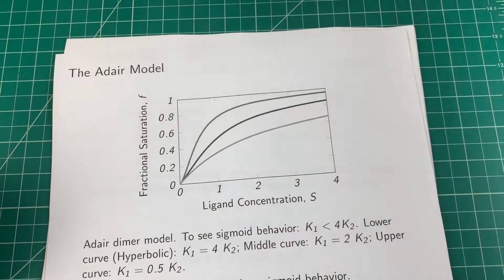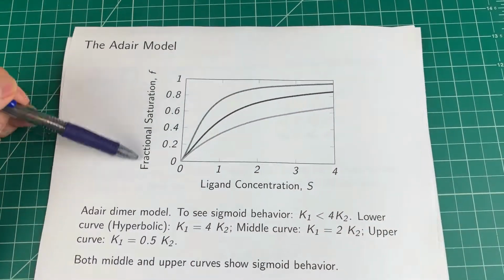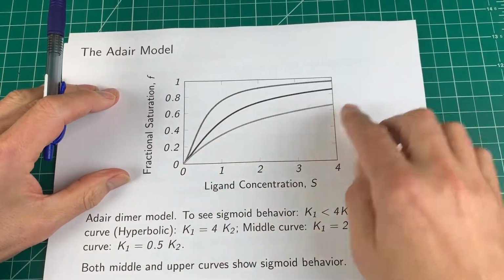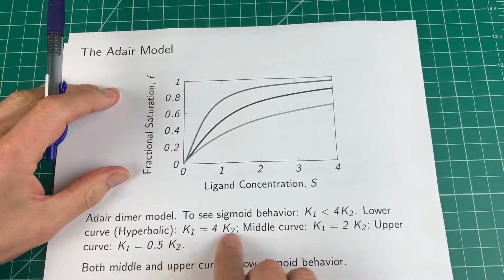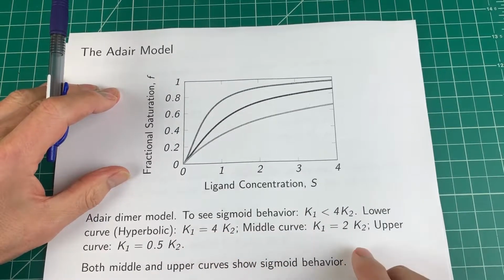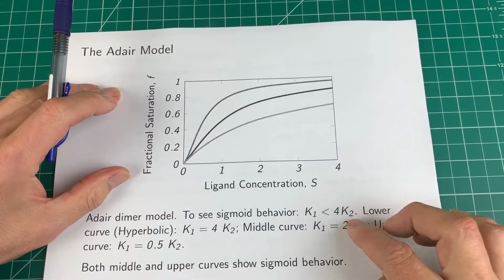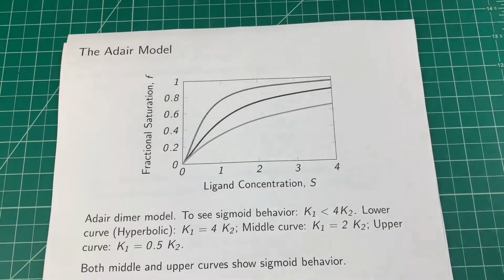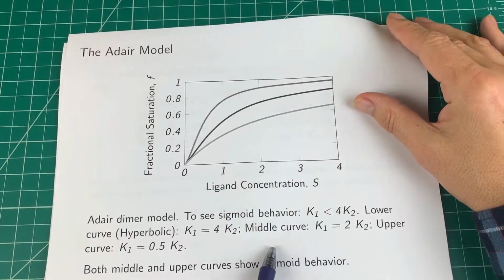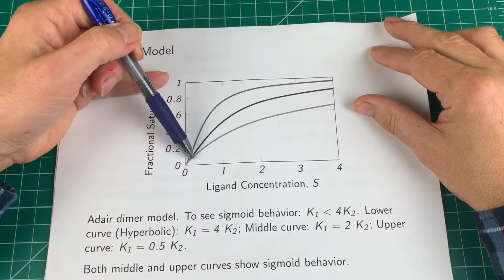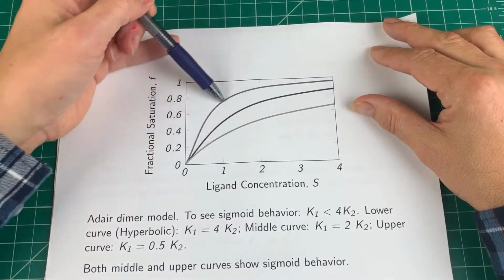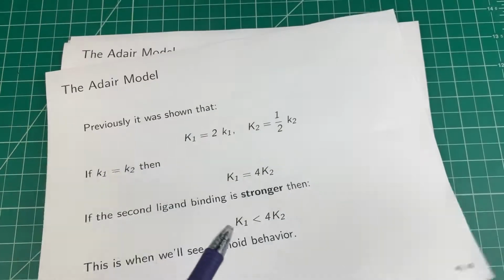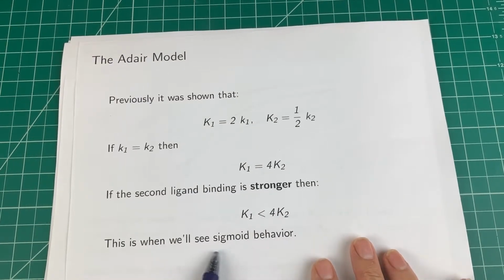In fact, let me show you that in the next slide. Here I'm plotting the fractional saturation versus the ligand concentration. This lower curve is when K1 equals 4K2. That's the hyperbolic state. If I make 4K2 bigger than K1, then I start to see sigmoid behavior. So the bigger I make this term, the more sigmoid behavior we see.